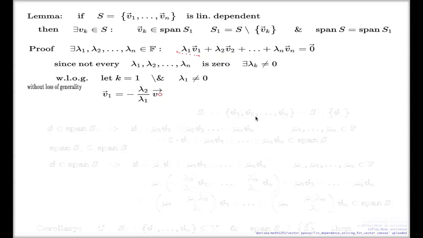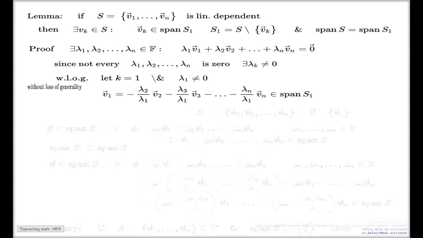Coefficient next to v2 will be negative lambda 2 by lambda 1. Coefficient next to v3 vector will be negative lambda 3 on lambda 1. And every time the number in the denominator is a non-zero number. Many other coefficients like so. The last one will be negative lambda n on lambda 1 times vn.